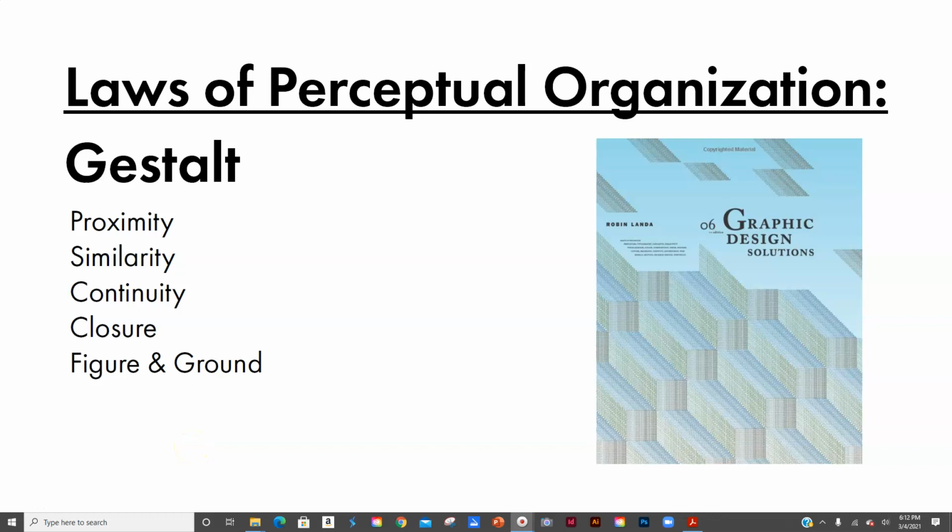Welcome. Today we will be talking about laws of perceptual organization, also known as the Gestalt theory. We will go over 5 main principles of Gestalt, including proximity, similarity, continuity, closure, figure, and ground. This content is a summary of page 29 in Graphic Design Solutions, 6th edition by Robin Landa.